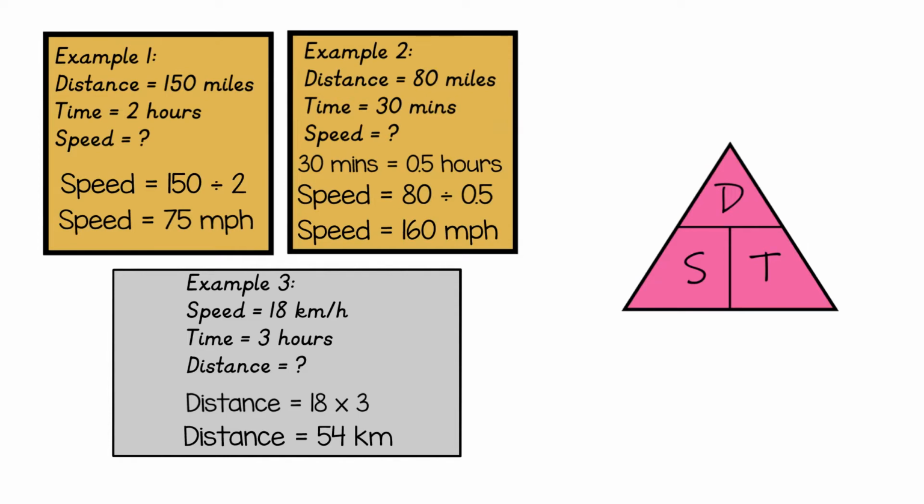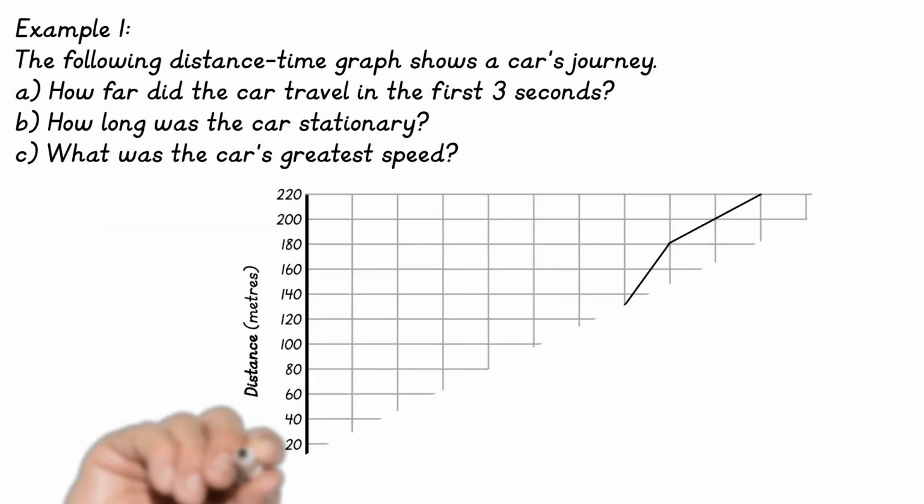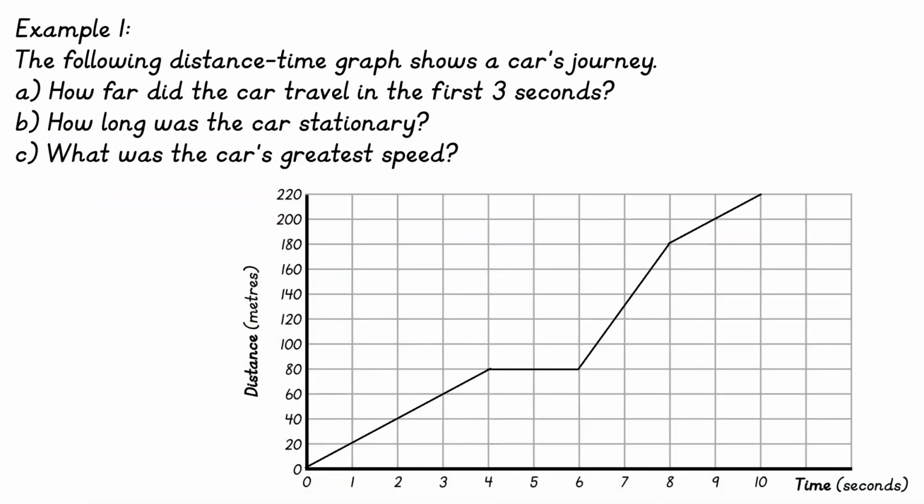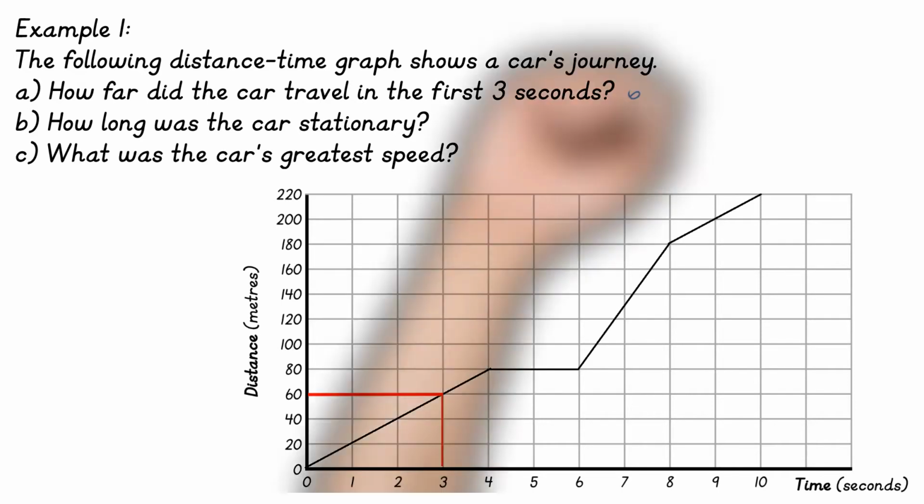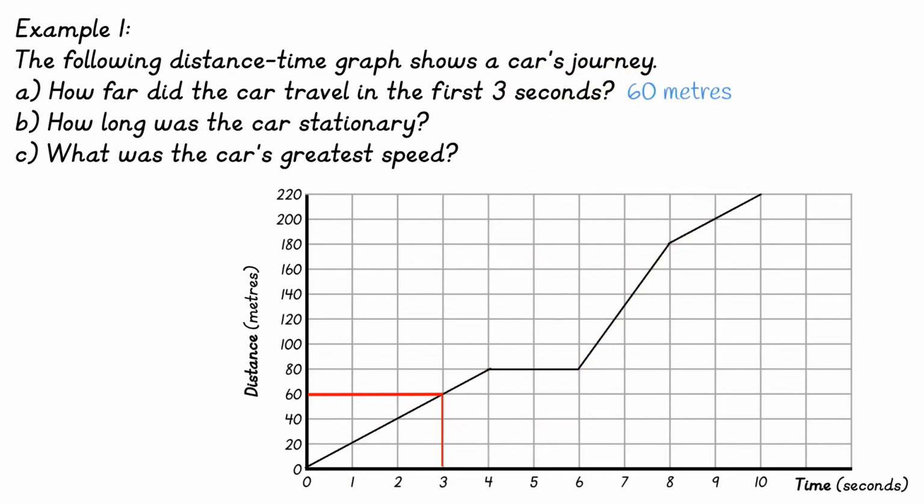Now we're going to use that to answer the following. The following distance time graph shows a car journey. How far did the car travel in the first 3 seconds? If you go to the time, which is on the x-axis, at 3 go up and across, and our distance is 60 meters. Part B, how long was the car stationary? Stationary means not moving, and that's indicated by the completely horizontal line, and so measuring that, it's just 2 seconds.